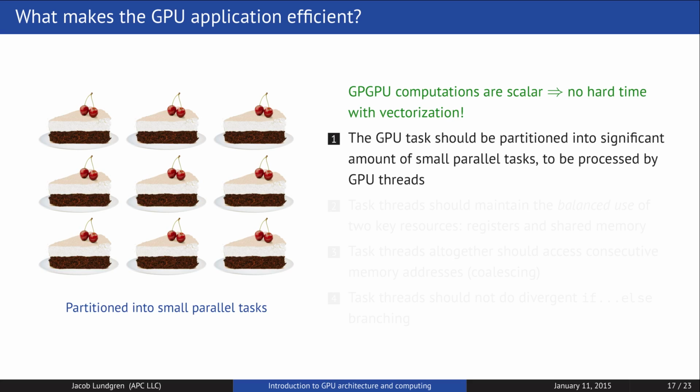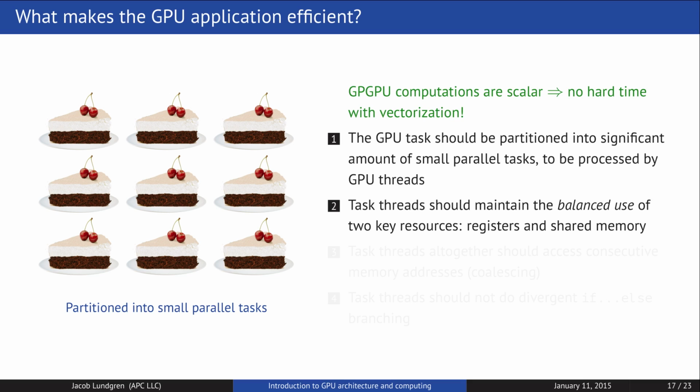First off, the GPU task has to be partitioned into significant amounts of small parallel tasks. This means that we need to have a significant amount of separate activities that can be performed entirely in parallel in order to fill up these GPU threads so that the model of switching out waiting threads is possible.